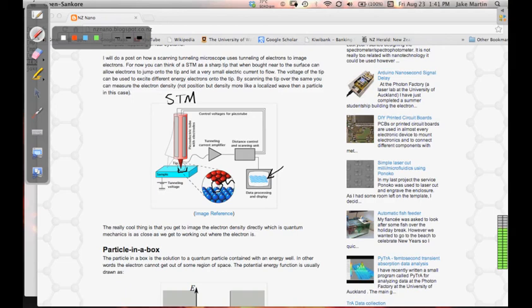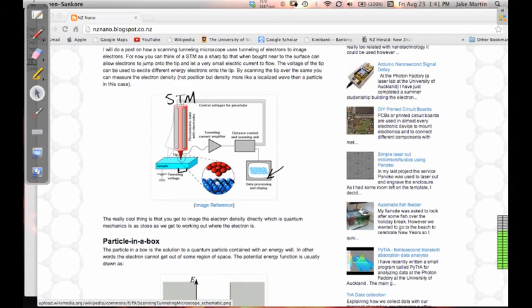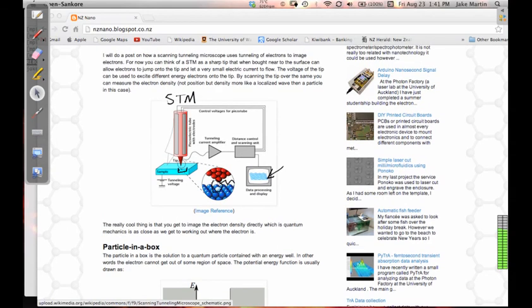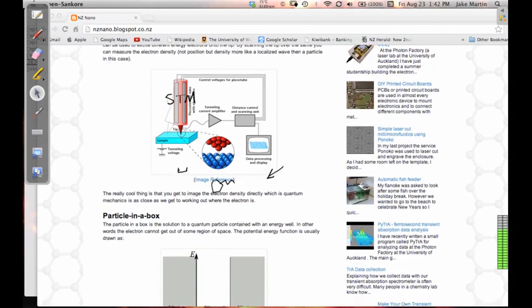So if we now look at the results, I might do a little bit more on STMs, scanning tunneling microscopes, because they're very, very cool systems. But for now, let's just look at the results.